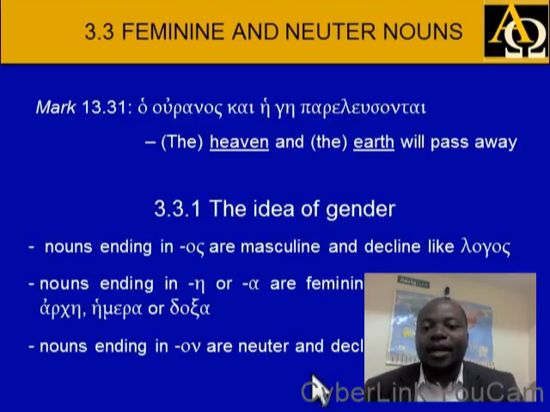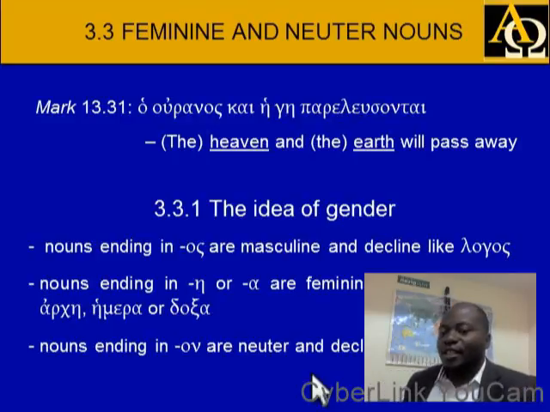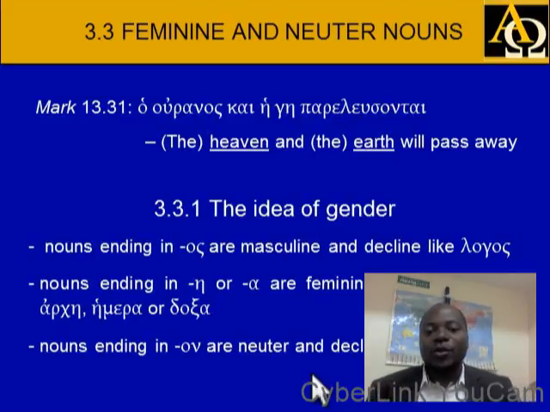And then Mark 13:31. Uranos kai hege parelo uzontai. This is the feminine and neuter nouns. So the heaven and the earth will pass away. The heaven and the earth will pass away. So here now we are introducing the idea of gender in Greek. Gender in terms of the Greek nouns.